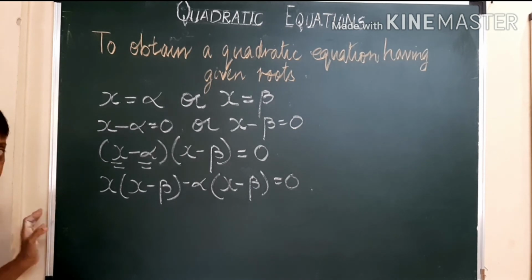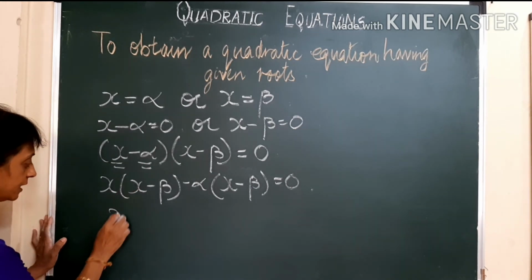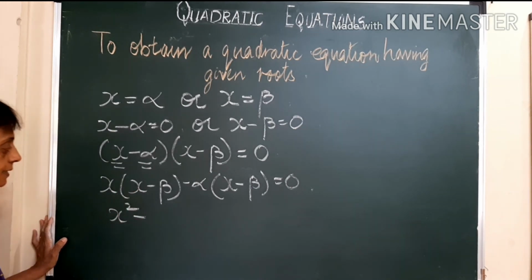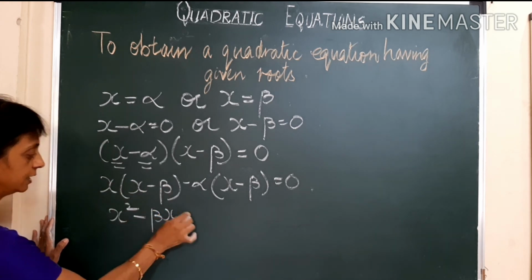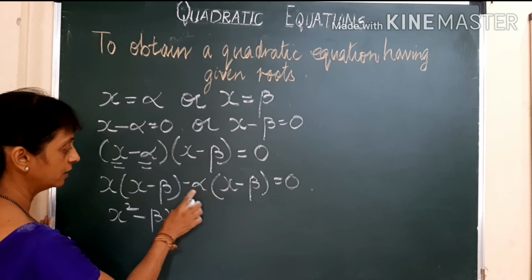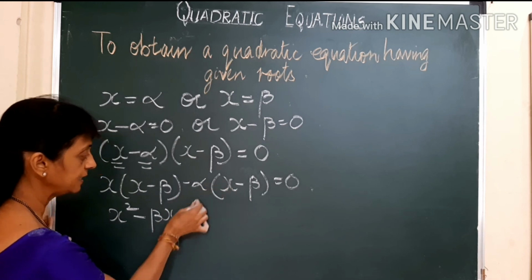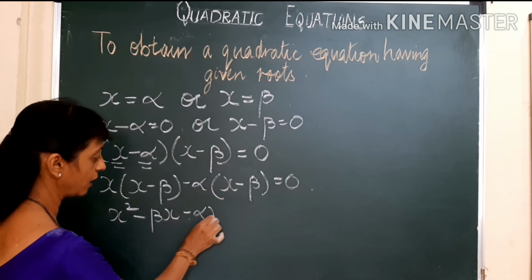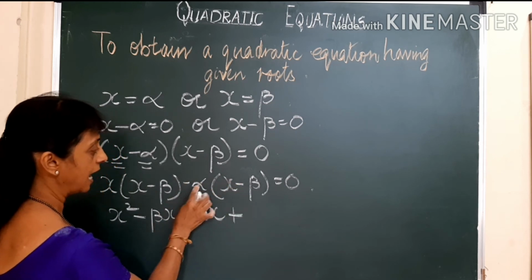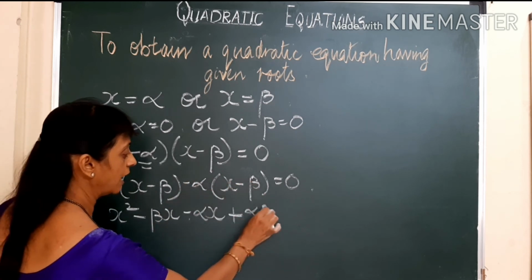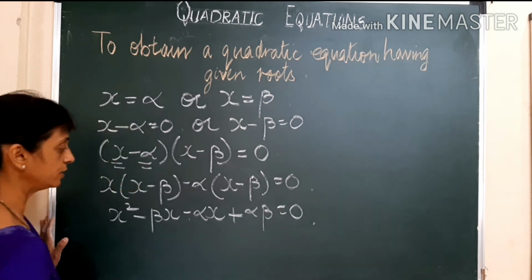Let's open the bracket throughout. x into x gives you x square, minus x into beta will give you beta into x. Over here, minus into plus gives you minus. Alpha into x will give you alpha x. Minus into minus will give you plus. Alpha into beta gives you alpha into beta, which is equal to 0.